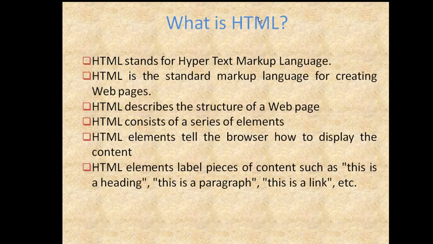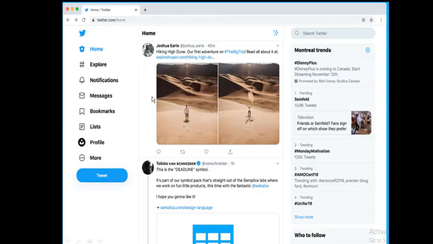So what is HTML? As we can see, HTML is an abbreviation and it stands for Hypertext Markup Language. So what does HTML help in? HTML is the standard markup language for creating web pages. This is an example of a web page. Everybody makes use of the internet, and we know that the internet is made up of n number of web pages, whether it is Twitter, Gmail, Google, Facebook, all those are web pages. So HTML will help us to create web pages like this.